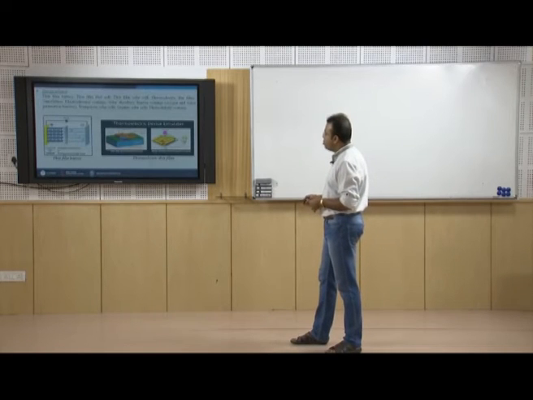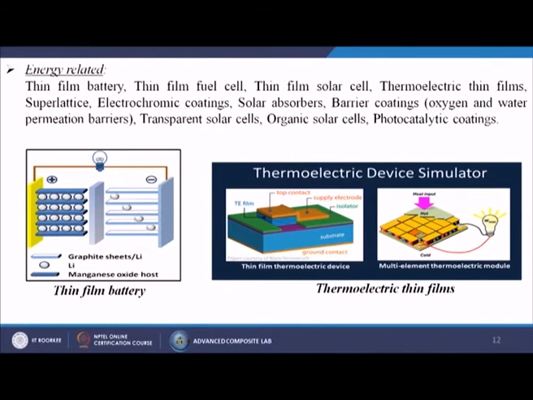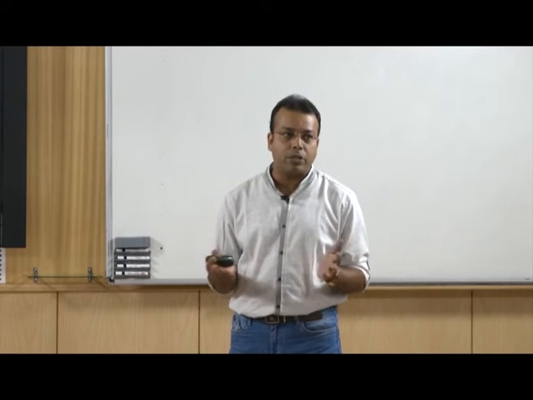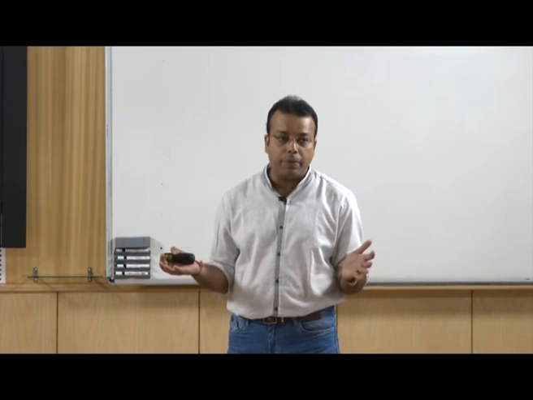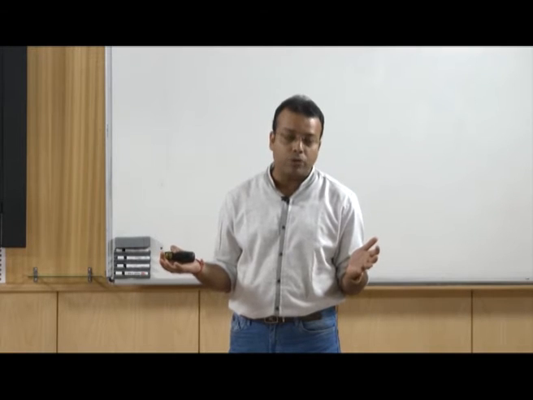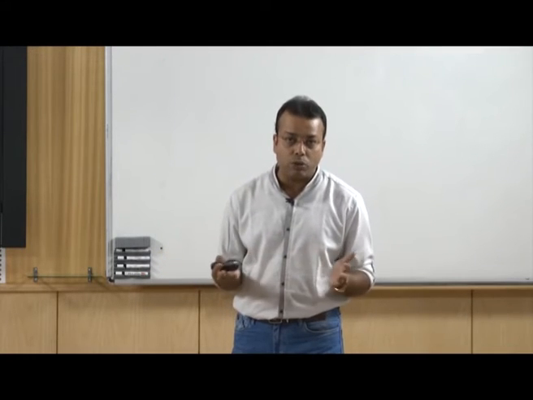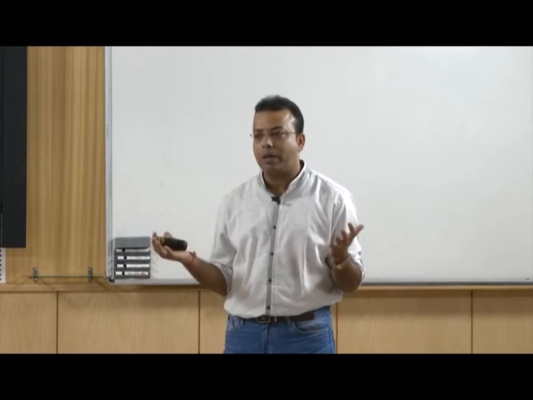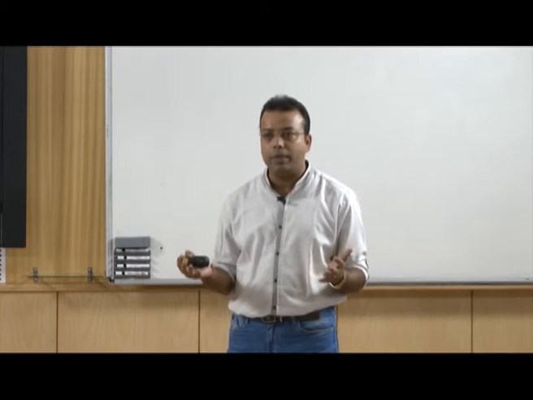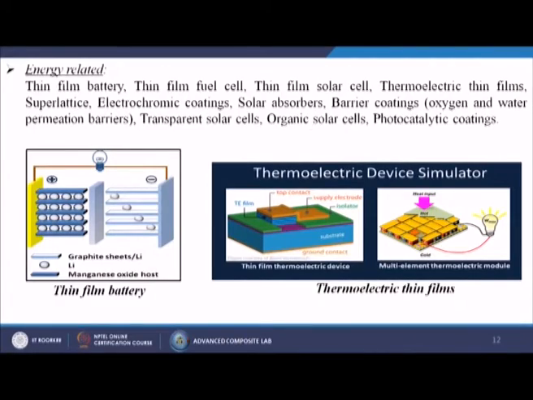Next, energy related. So, thin film batteries, thin film fuel cells, nowadays we are talking about the hydrogen fuel cell, then lithium ion battery, supercapacitor, flexible supercapacitor, solar cells in terms of perovskite solar cells, or dye sensitized solar cells. So, there are n number of applications where we can use this kind of thin film techniques. Electrochromic coatings, solar absorbers, barrier coatings, oxygen and water permeation barriers, transparent solar cells, organic solar cells, photocatalytic coatings. So, where we can use.